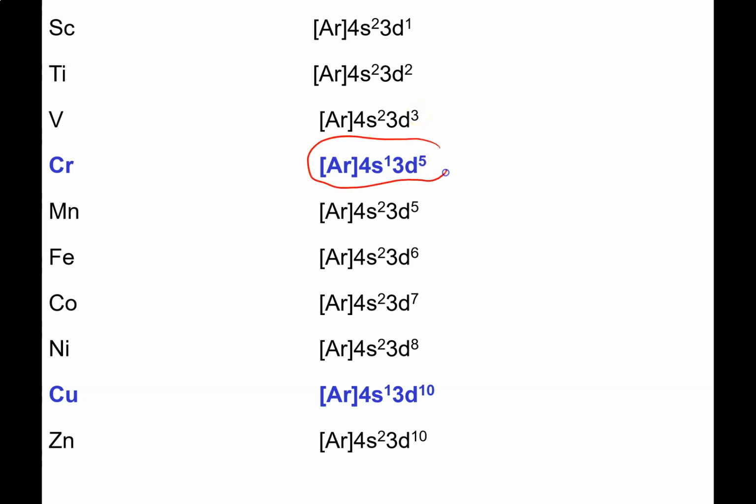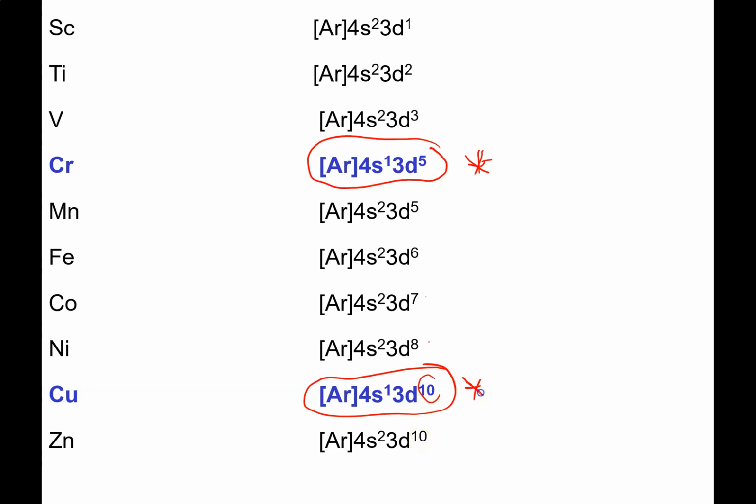Whoa, hang on a minute, chromium is not 3d4. We're going to have to come back to that in a moment. Okay, so chromium should have been 3d4, which means manganese would be 3d5, iron is 3d6, cobalt is 3d7, nickel is 3d8, copper is 3d9. It's not 3d9 at all, it's 3d10. So copper is a weirdo one as well. So this should have been d9, which means that it will be d10.